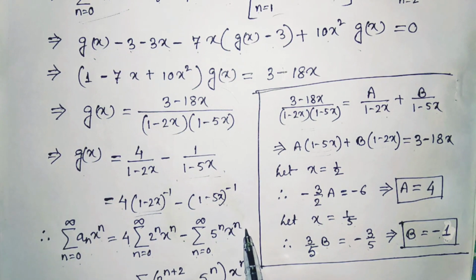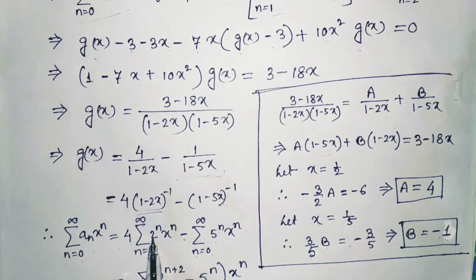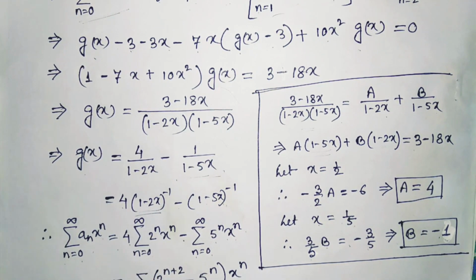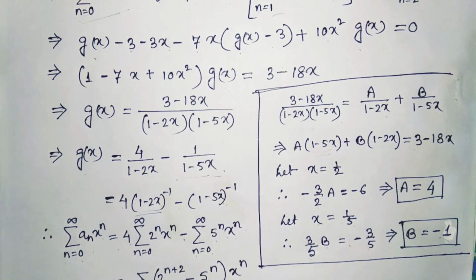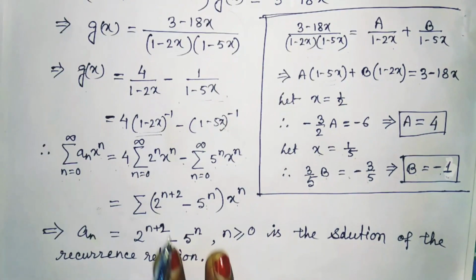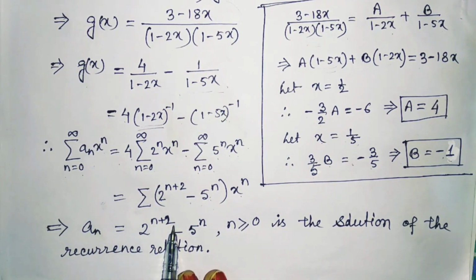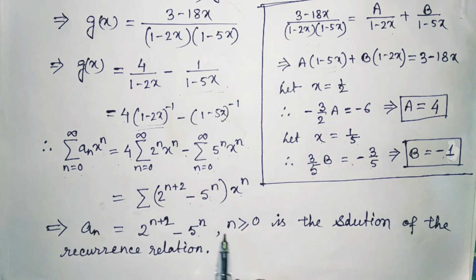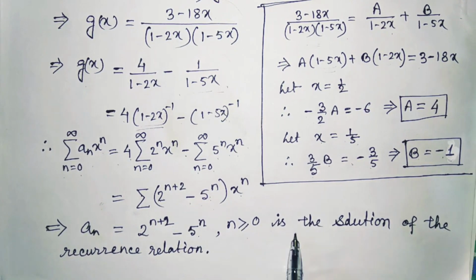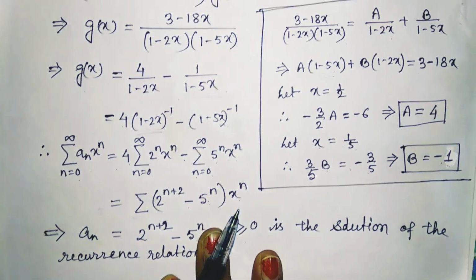It is the important series which is given in the table format. If we simplify, we will find out that x^n if we take common, then 4 can be taken inside. So 4 means 2 to the power 2. So we can write (2^(n+2) minus 5^n) into x^n. Now comparing both sides, we will find out that a_n equals 2^(n+2) minus 5^n, where n is greater or equal to 0. So this one is the solution of the recurrence relation. I hope you can understand.